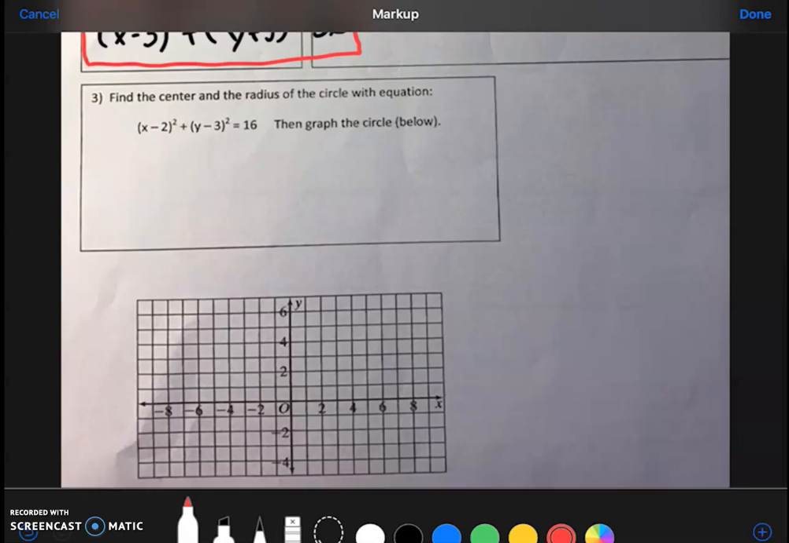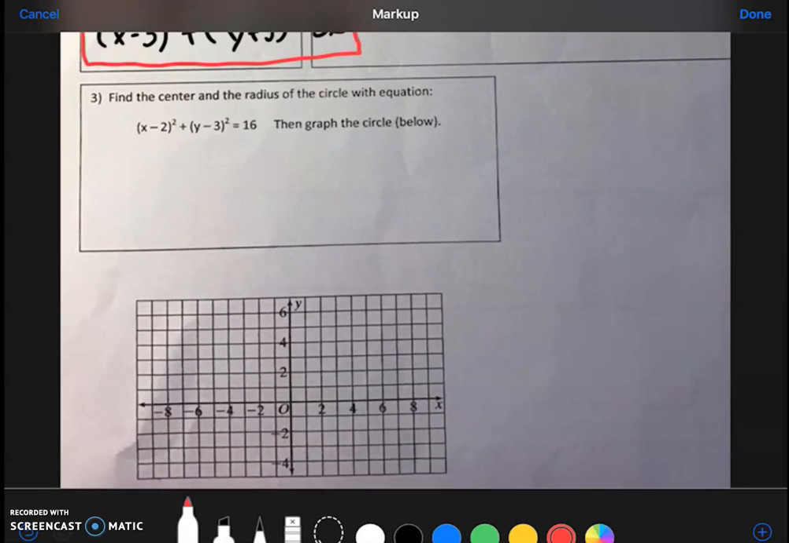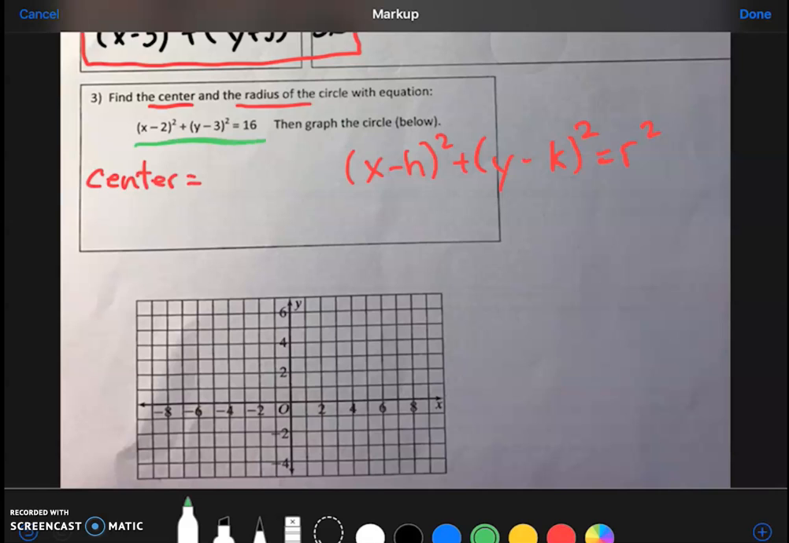Number 3 says, find the center and the radius of the circle, and then graph it. So here is the equation of a circle. Now here is the original formula: (x - h)² + (y - k)² = r². They want to know what the center is in this equation here, in green.